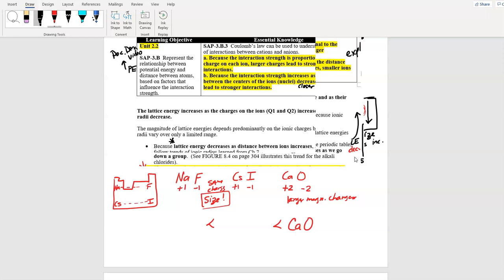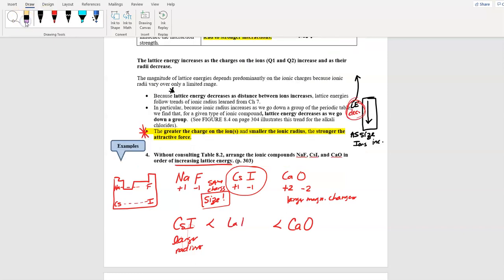So who is going to have the least, the bigger the radius, the less lattice energy? Because cesium iodide has a larger radius, distance between them, it is going to have the least lattice energy. But sodium fluoride has a smaller distance between them, and will have a larger lattice energy than the cesium iodide.